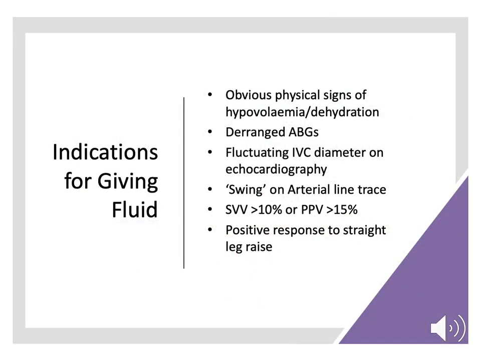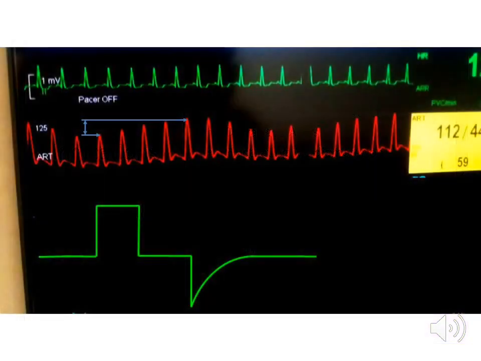So how do we know to give fluid? Well, we talked about the swing on the arterial line. You can see here, this is a basic art line and ECG trace, and you can see at the bottom there the green lines indicating that the patient is being ventilated with an in-breath and an out-breath. You can see that the difference between the peak arterial value and the trough arterial value shows a big swing on that arterial line, and that effectively means that the patient's cardiac output, the patient's stroke volume, is being influenced by the change in intrathoracic pressure as they're ventilated.